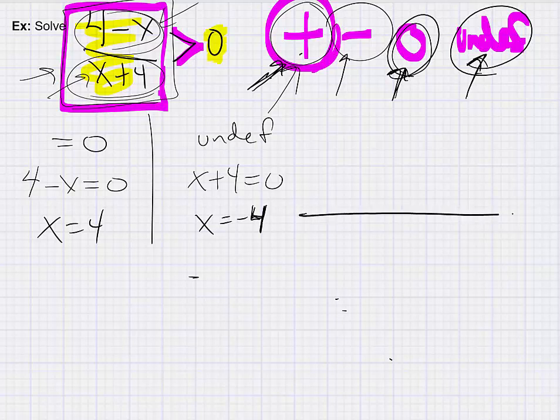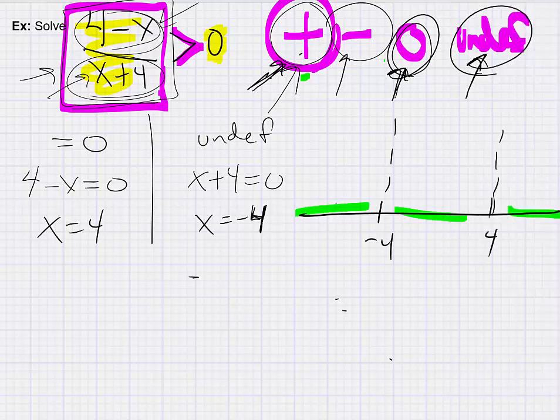So now what do we do? We lay out our number line. We go, okay, here's negative 4, here's positive 4, and we got 3 intervals here. 1, 2, 3. Inside these intervals, we're either all positive or all negative. We just got to figure out which one it is. So we're going to take an x value here, say negative 5. Here, say 0. Here, say positive 5. And we're going to plug it into this thing here.